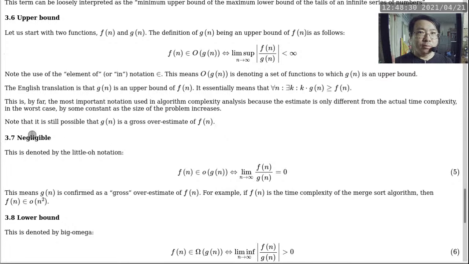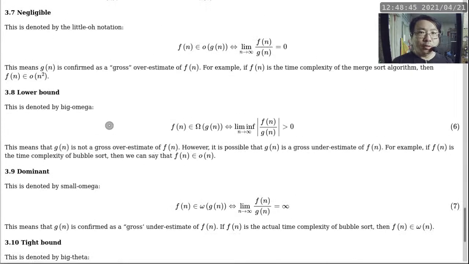But little o, or negligible, the term negligible is not used a lot because we don't need a gross overestimate of time complexity because we want it to be as tight as possible. The next one is lower bound. So lower bound is almost the same thing. It uses the Greek letter omega again.